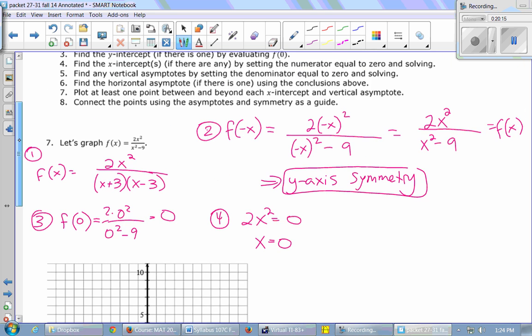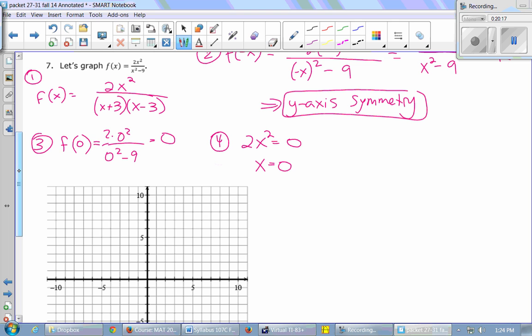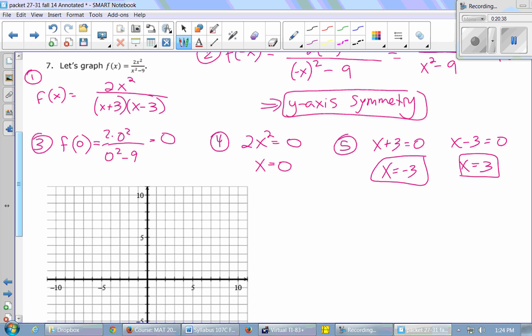All right, step 5, vertical asymptotes. To find vertical asymptotes, since it's already reduced, you can just set each factor of the denominator equal to 0 and solve it. All right, so x plus 3 equals 0, x minus 3 equals 0, x equals -3, x equals 3. So there are my vertical asymptotes, places where the denominator is 0.